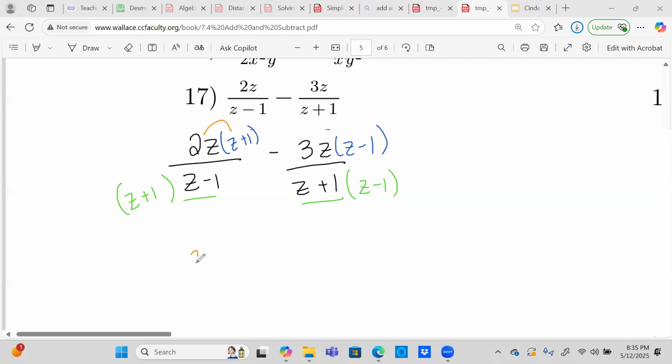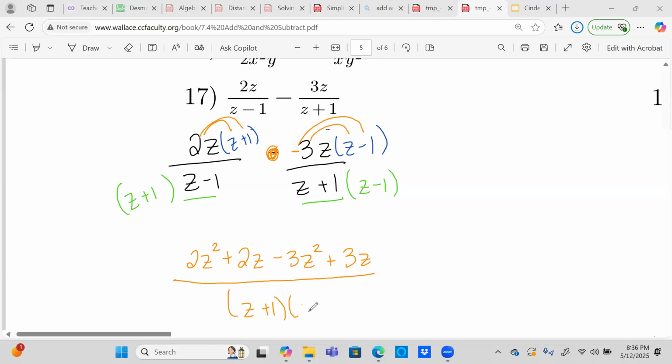Now we're ready. Distributing on the top, that would be 2z squared. Distribute, positive 2z. See this minus? Put it right there. I even scribble it out and write it real close. Distribute, negative 3z squared. Distribute, negative negative would turn to positive 3z, over the common denominator, z plus 1, z minus 1. Don't distribute or FOIL on the bottom. Just leave the bottom as factors.